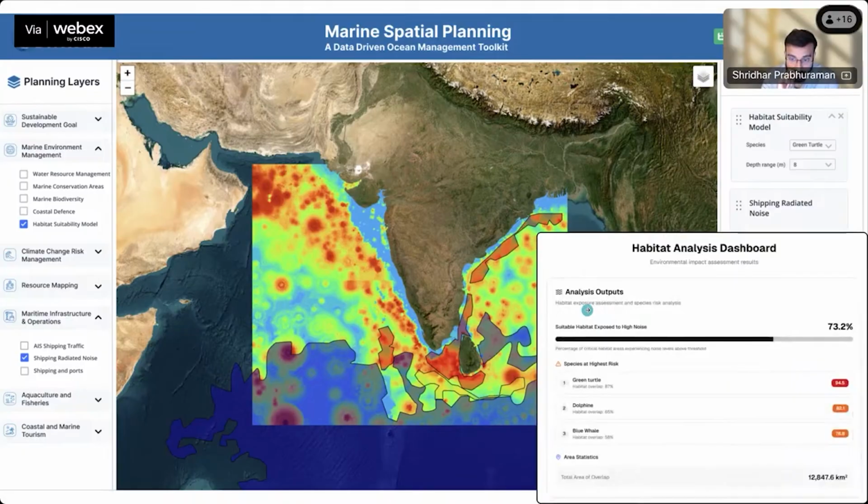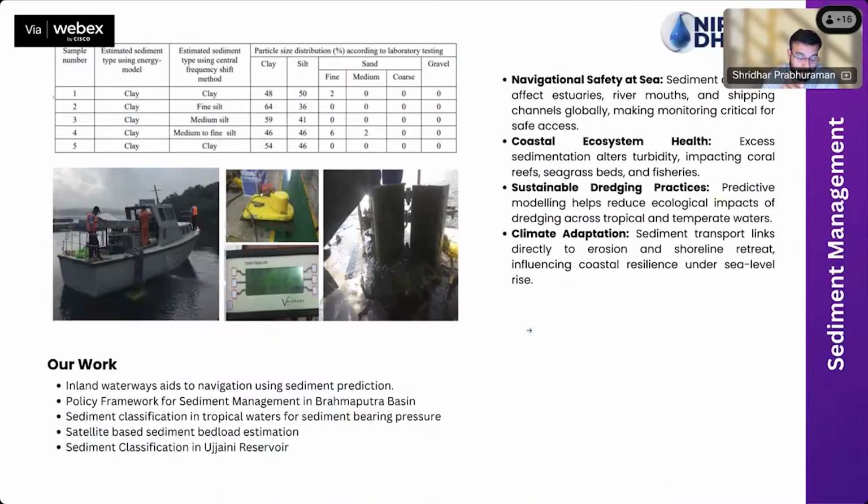And in terms of the analysis, once we have this kind of data, once we have performed that overlapping, we can give more actionable insights to the user instead of just saying that, okay, you have the shipping and you have a habitat map. You can extract the shipping noise and perform that overlapping analysis and identify that 94% of the habitat of the green turtle and the shipping is overlapping, and so on and so forth.